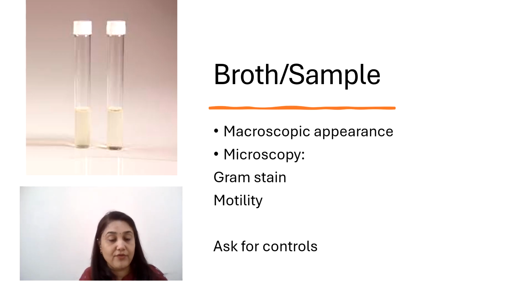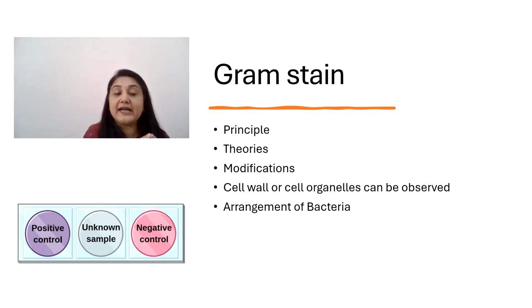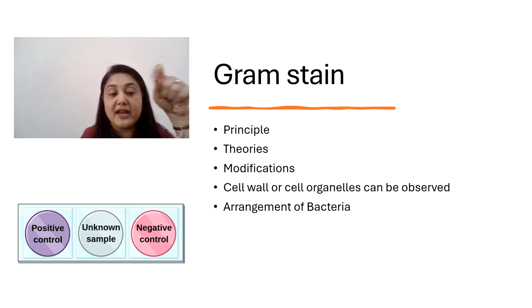Two tests will be performed. The first one is your Gram stain and another one is motility. Always remember students, you have to ask your expert for the controls before proceeding to the examination. In the Gram stain, one has to take the controls and prepare the slide as mentioned in this slide, that the smear has to be in the center with the positive and negative control. I'm not going into detail on which controls will be taken, as you already know. Staphylococcus or E. coli can be used.